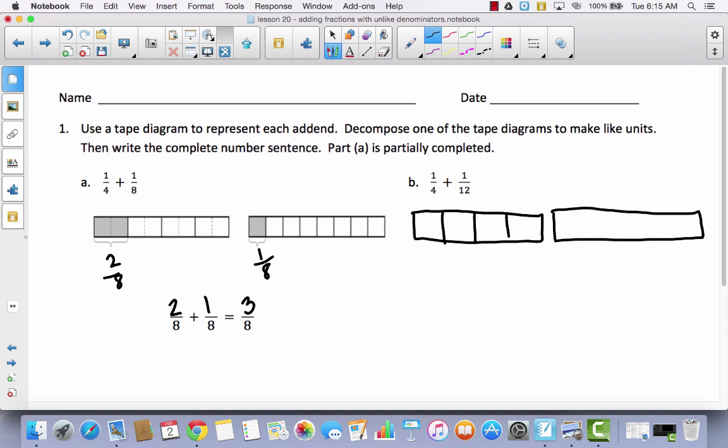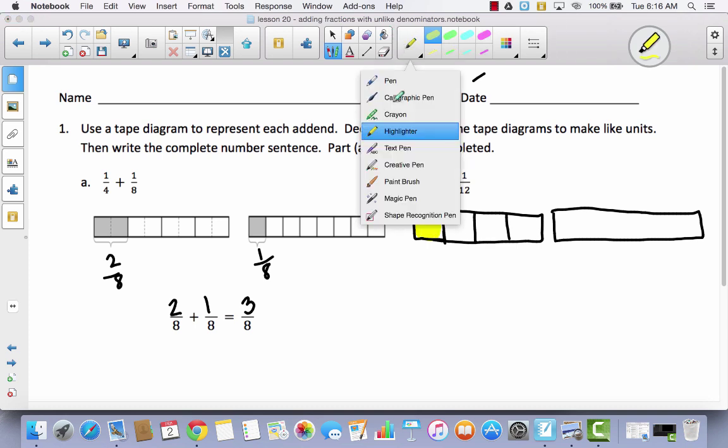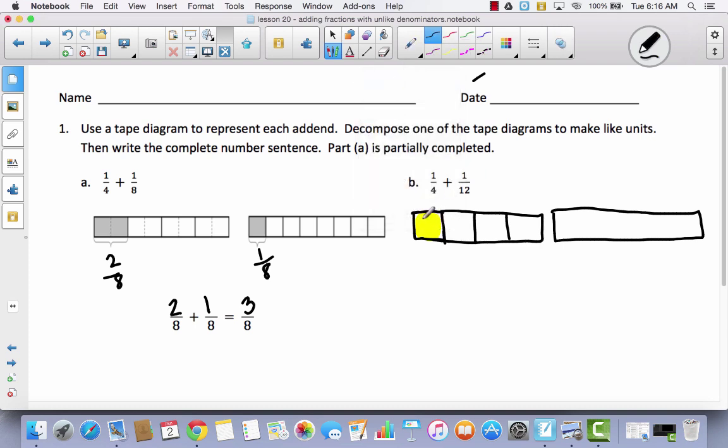Here's my fourths. So now I have 1 out of 4, and I'm going to go ahead and shade my fourth. I'm going to use my highlighter so that when I decompose these, you can still see it. All right, now I'm going to take each of these fourths and make it into twelfths. So if I have 4 parts and I want 12 parts, well, because 4 times 3 equals 12, that tells me I have to divide each of these fourths into 3 parts. So I'm going to use my dotted line so you can tell that I'm decomposing. So now instead of 1 out of 4, I have 3 out of 12.